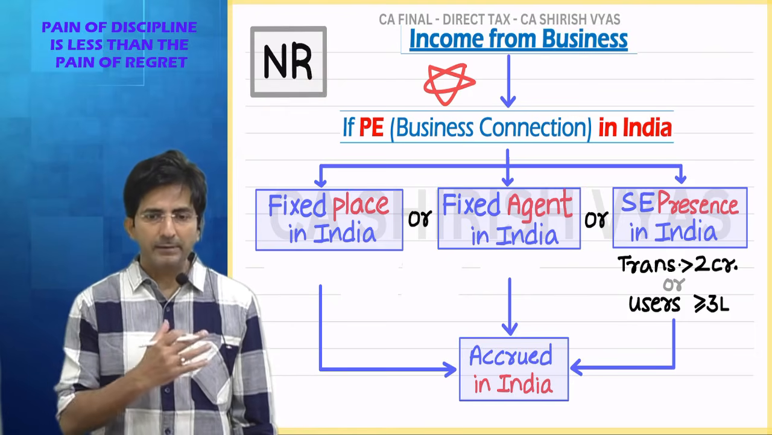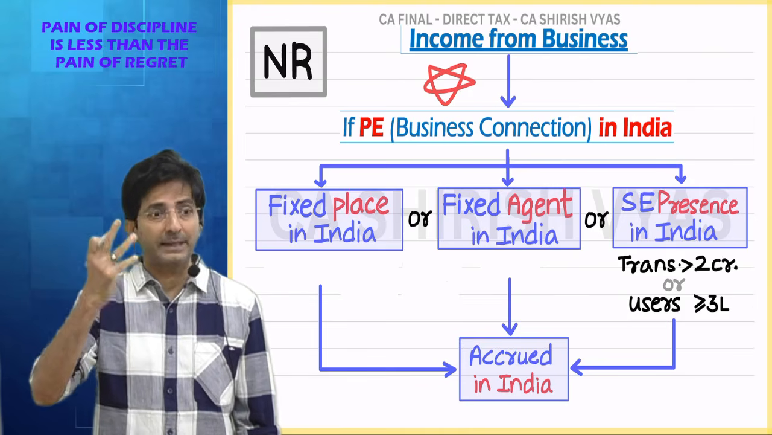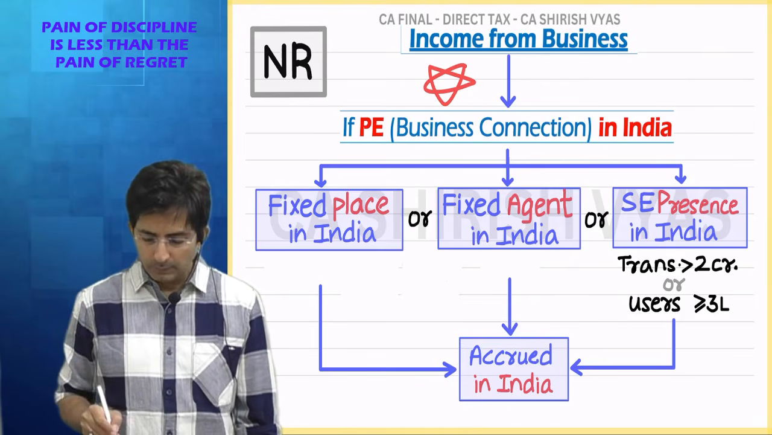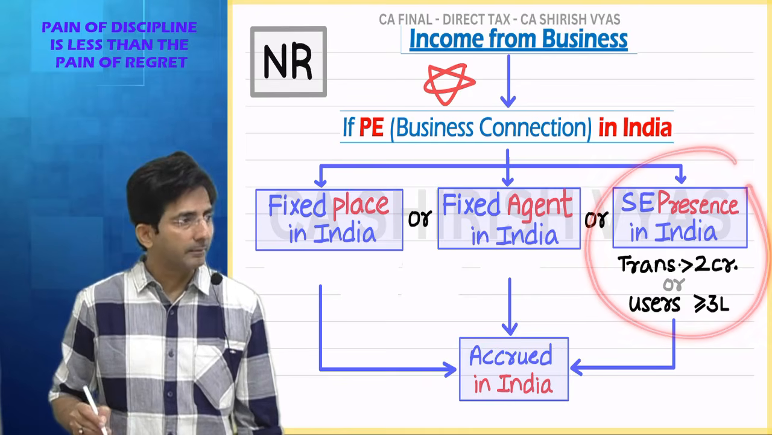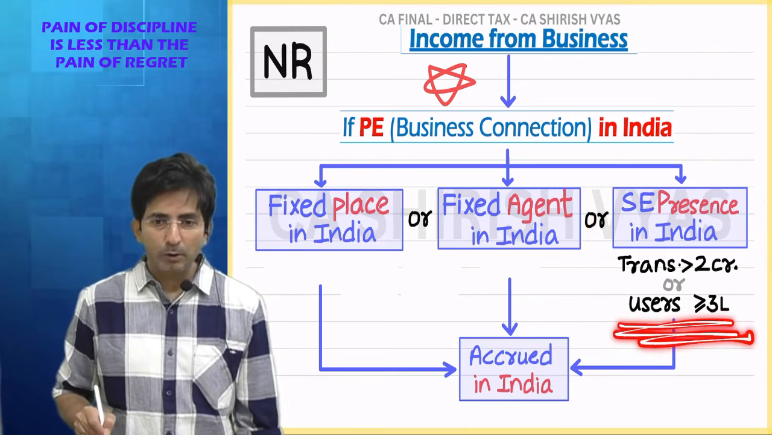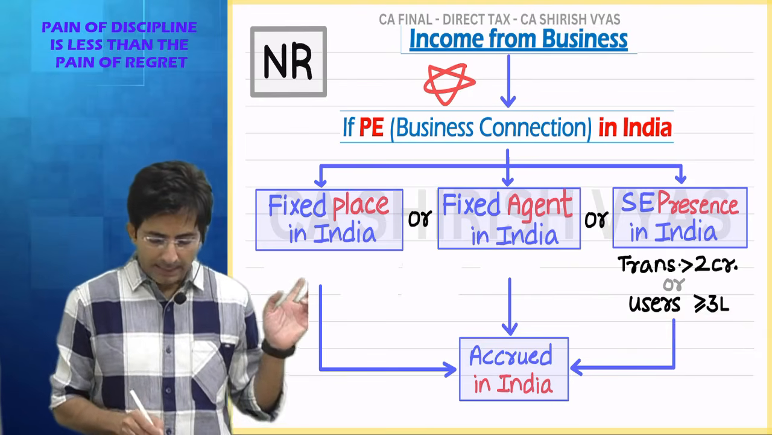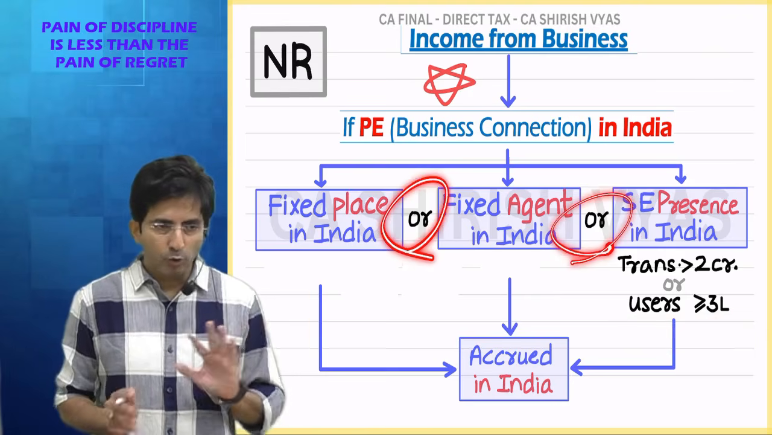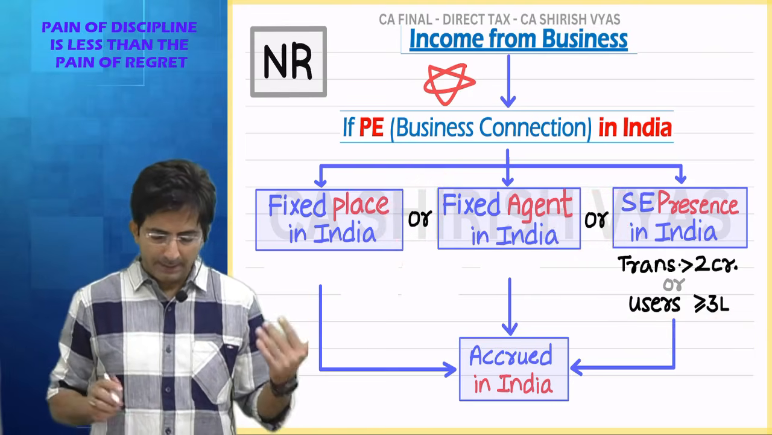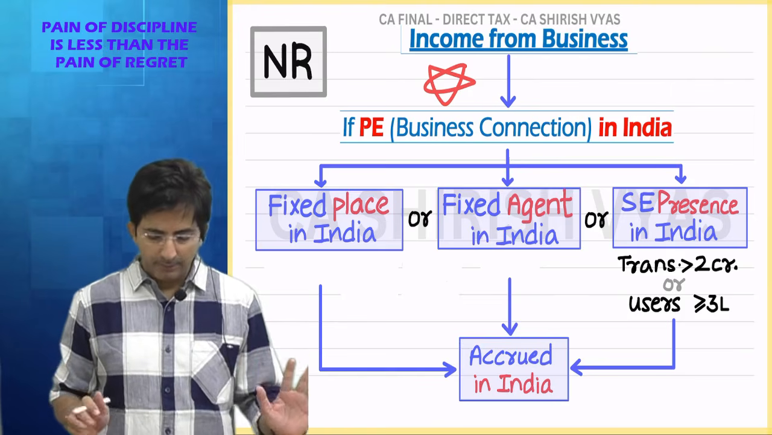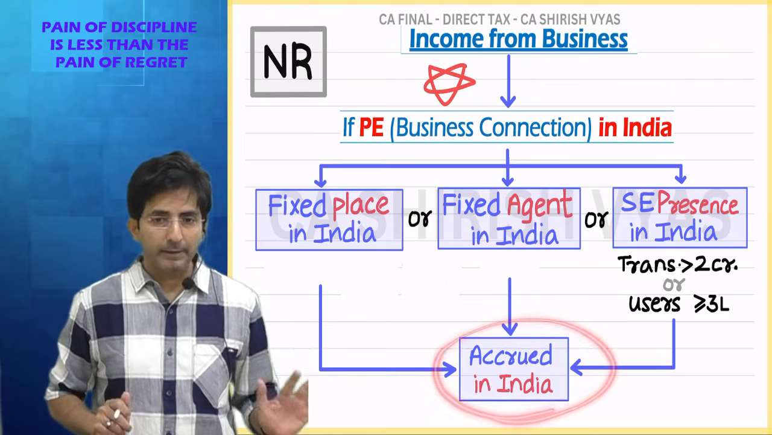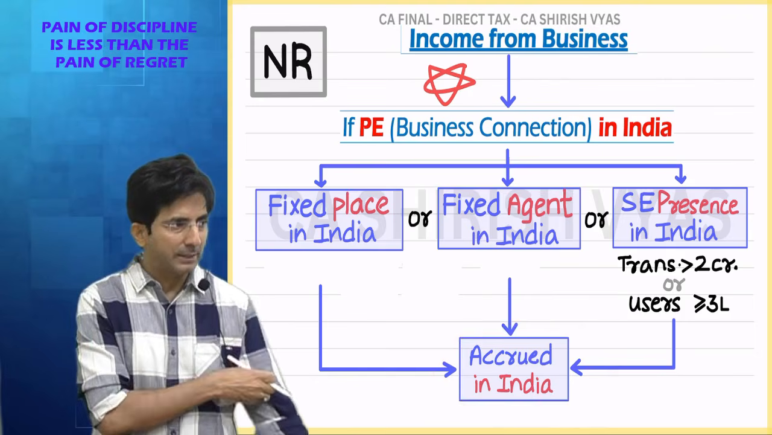And nowadays having digital presence also matters. Okay. So this is kind of a digital presence, na? More than or equal to 3 lakh users means what? They are having digital presence in India. So an either-or means what? You don't have to satisfy all 3 criteria. If any one criterion is satisfied, we say your income is accrued in India. Now, this much I had explained in the last lecture.